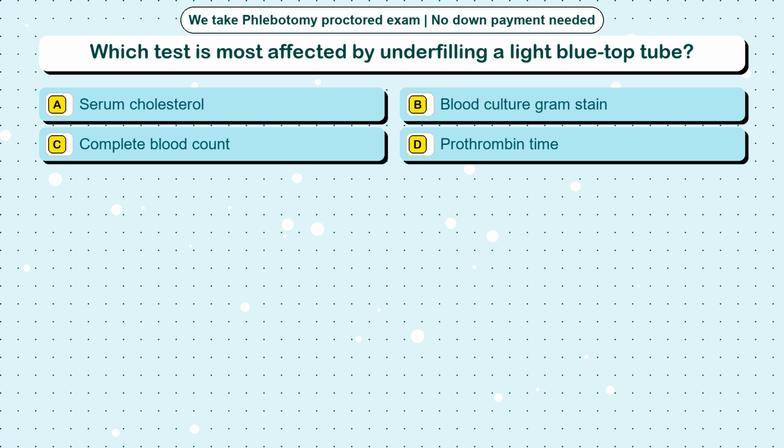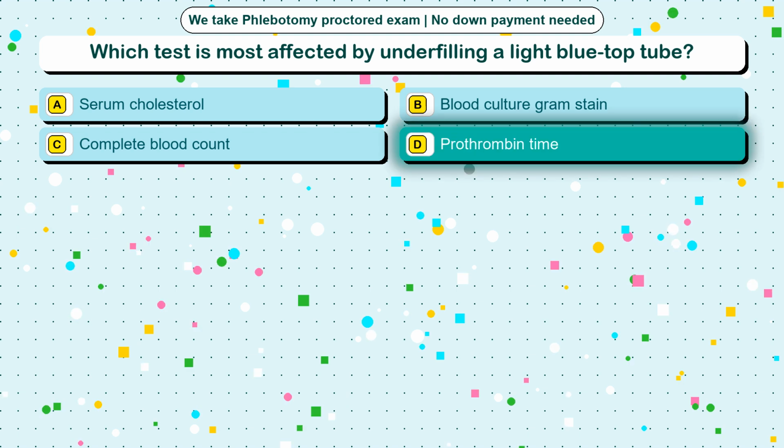Question 18. Which test is most affected by underfilling a light blue top tube? Option A, serum cholesterol. Option B, blood culture gram stain. Option C, complete blood count. Option D, prothrombin time. The correct answer is option D, prothrombin time.